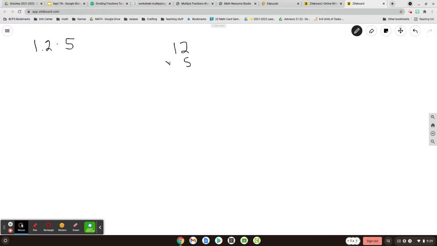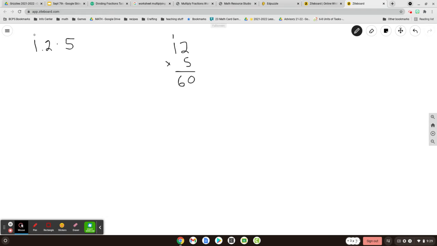So we know from our standard algorithm that we can multiply our ones place, and 2 times 5 is 10. So we write our 0 and regroup. And then we multiply our ones by our tens. 1 times 5, or 5 times 1, is 5. Plus the 1 that we regrouped is 6. So we get a total of 60. Okay.